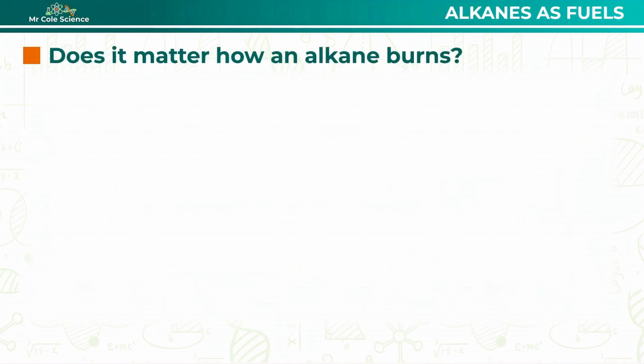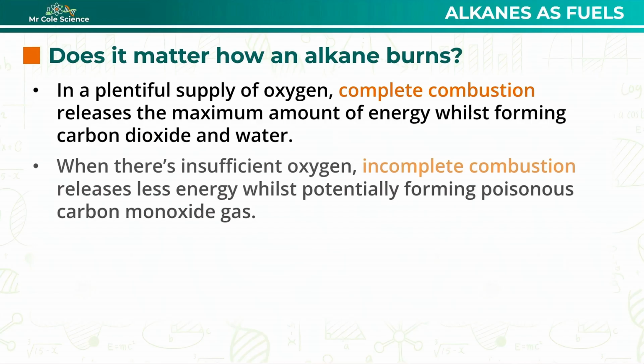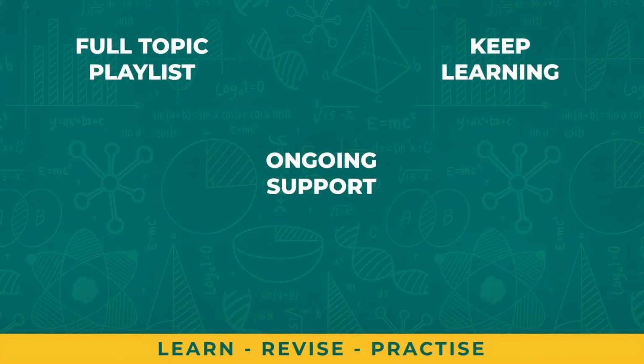Earlier we asked whether it matters how an alkane burns, and the answer is yes. When combustion is complete, we release the maximum amount of energy and produce carbon dioxide and water. But when oxygen is limited, incomplete combustion occurs. Less energy is released and dangerous products such as carbon monoxide can be formed. But carbon monoxide is not the only consequence of burning fuels. In the next video, we'll explore the pollutants produced during combustion, the problems they cause, and how we can reduce their impact.